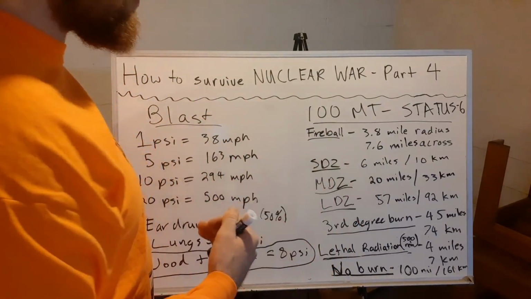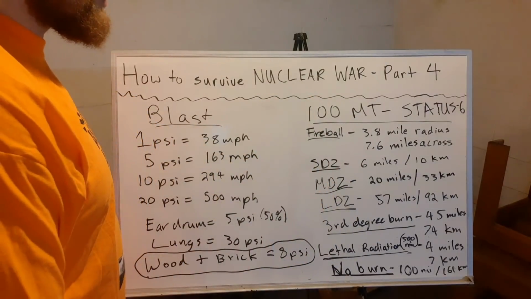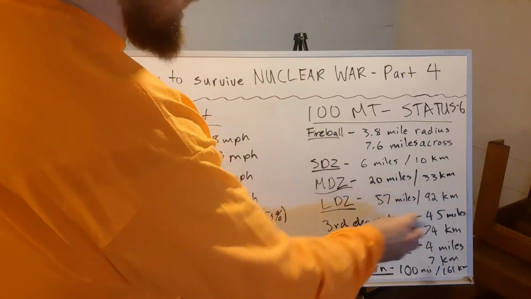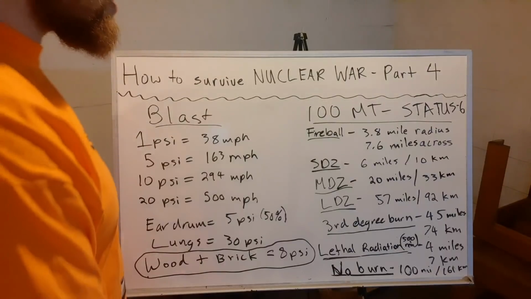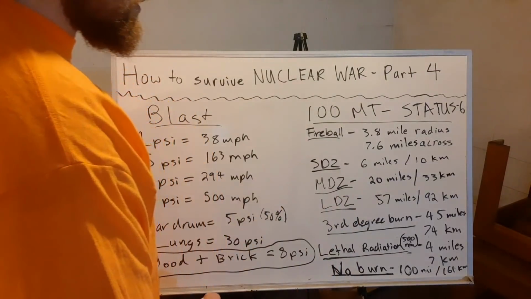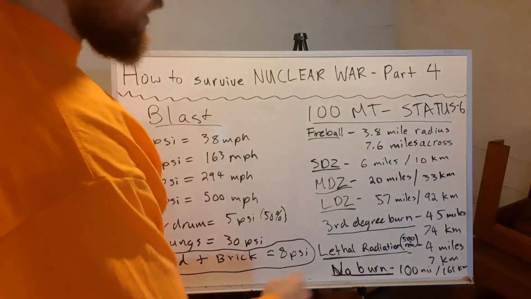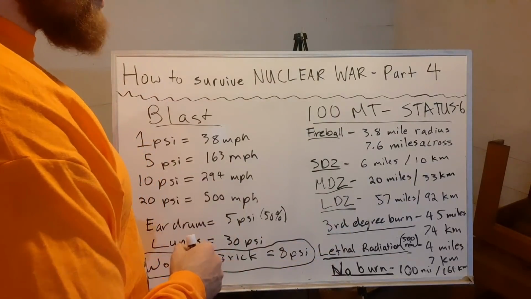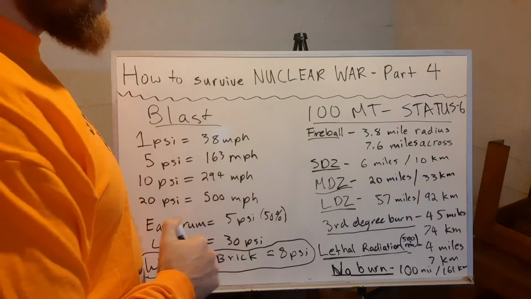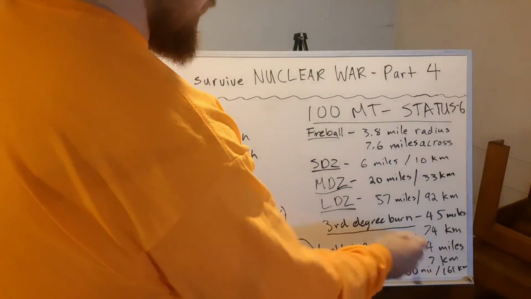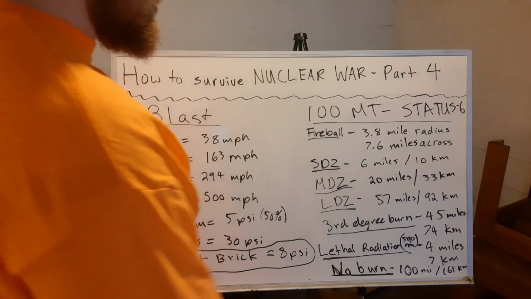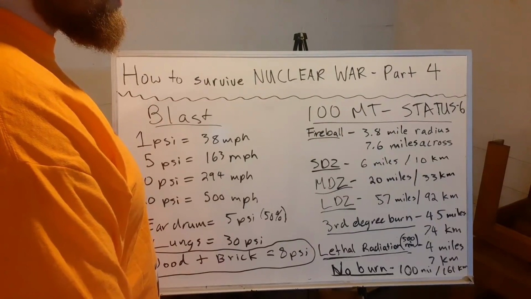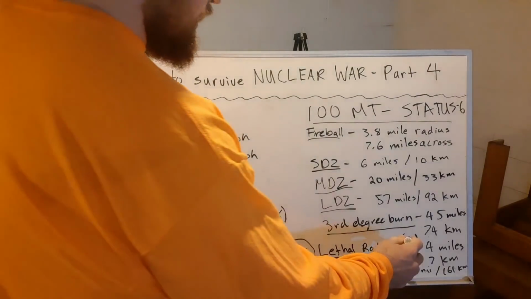You have to be pretty far away because it's such a massive warhead. You can get third degree burns all the way out to 45 miles away, or 74 kilometers. And the lethal radiation, that initial split-second pulse of radiation, kind of like an X-ray, is 500 rems or more. I'll talk about what a rem is in later videos, and I'll talk to you guys about the radiation terminology and stuff like that.